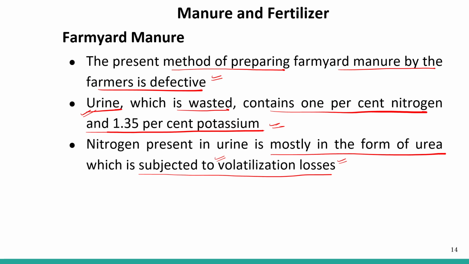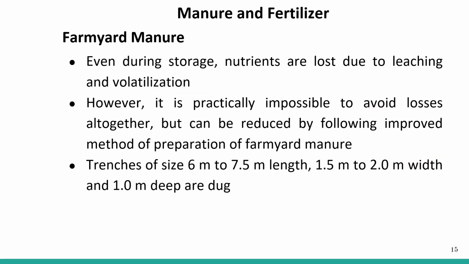Actually this is a waste, but this is not a waste. This waste from the animal can be used as a very good manure, which is called farmyard manure. Even during the storage, nutrients are lost due to leaching and volatilization. So some of the nutrients get lost because of the process of leaching, the nutrients that leach out with the help of water.